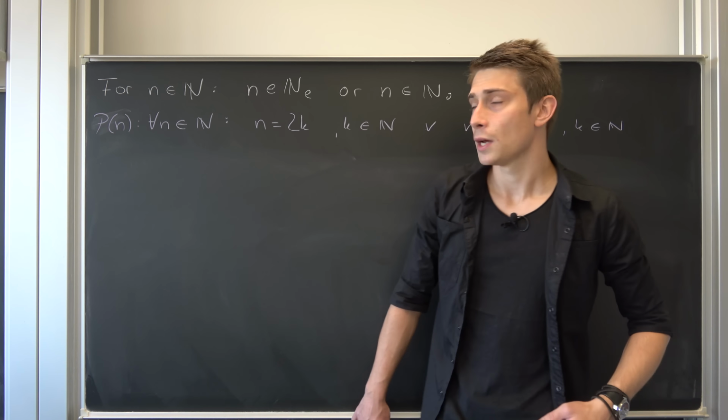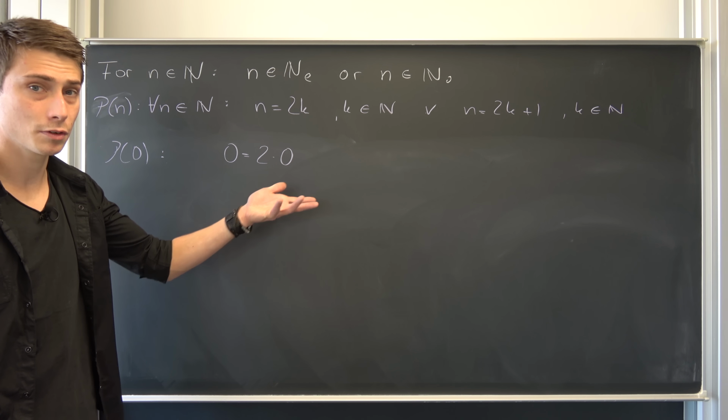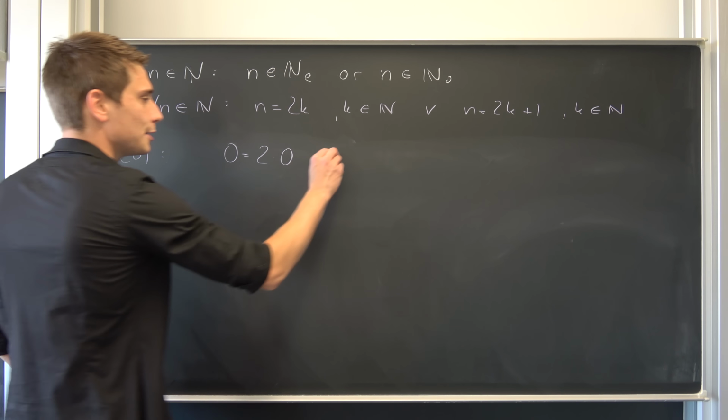Okay, let's start off with P of 0, you could say. So, P of 0, what is that? Well, 0 is nothing but 2 times 0. And by definition, that's of the form 2 times k with k out of natural numbers, making it an element of the even natural numbers. Cool! Hey, we have done that. And now we want to assume that P of m is true.